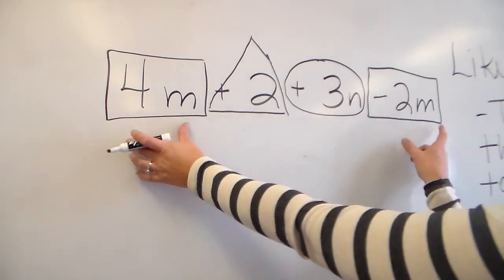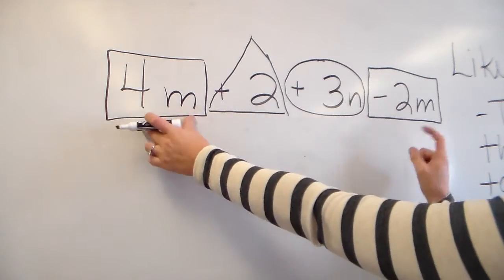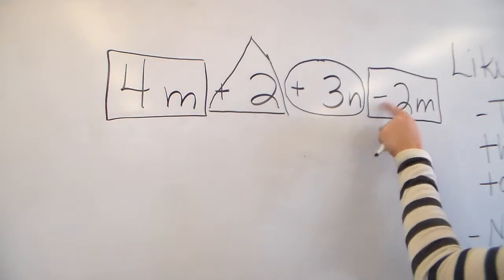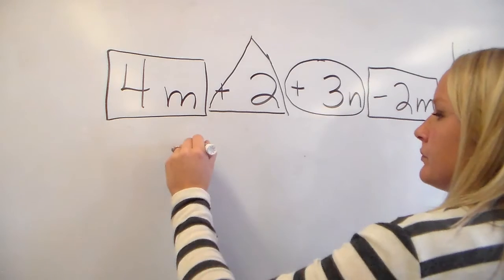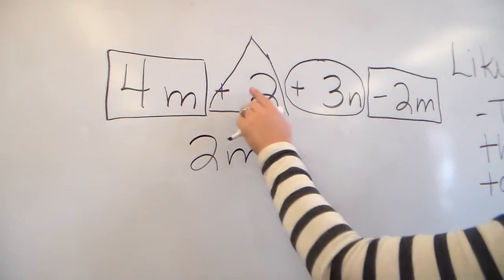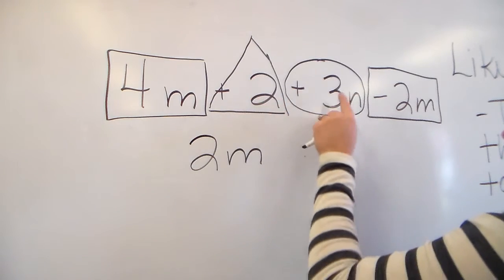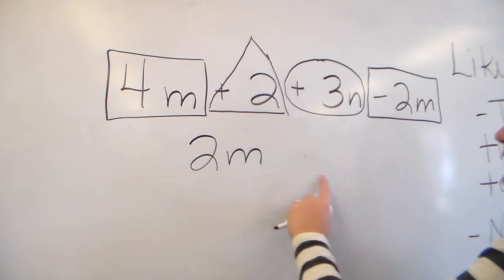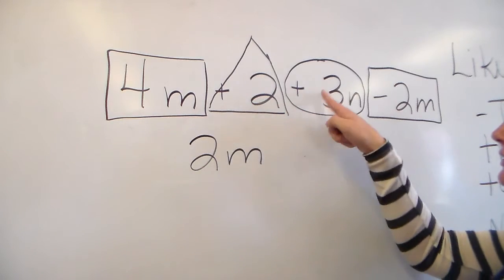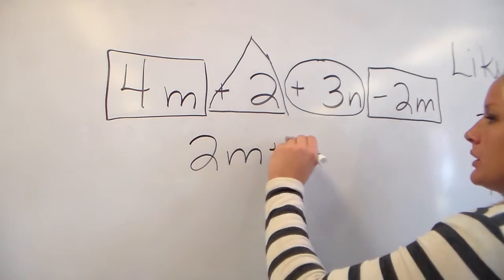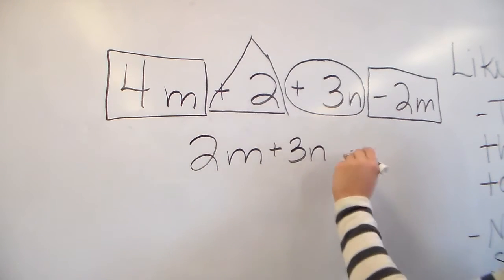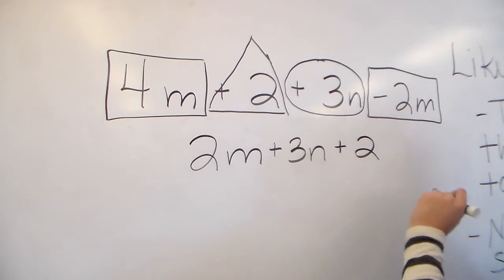So I can combine the things that are like each other now. Both my boxes are m terms. 4m minus 2m is 2m. I have a plus 2, and then I have a plus 3n. I try to keep all my variable terms first and put my constants at the end. So I'm actually going to bring down my plus 3n first. And then lastly, I'll bring down my constant, my plus 2.